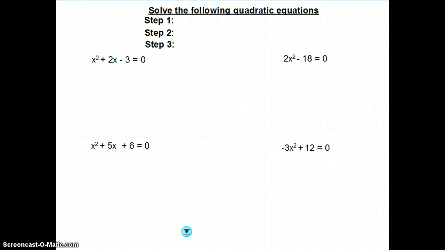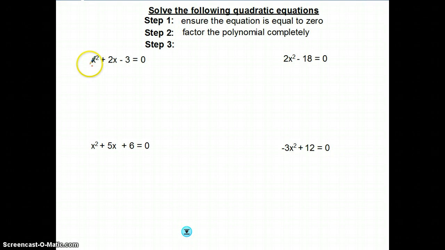On this next and last slide, we are again going to factor and solve the following quadratic equations. Step 1, just to recap, ensure the equation is equal to 0. Well, in all 4 of these, that has already been done for you, so we're just going to focus on steps 2 and 3. Step 2, factor the polynomial completely.